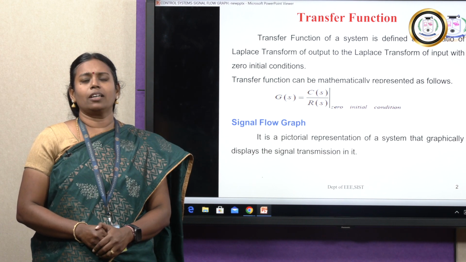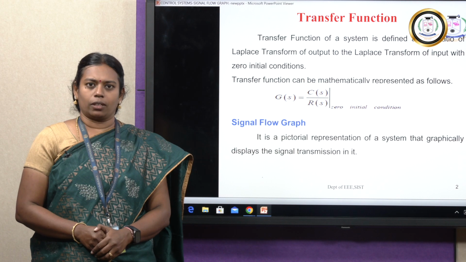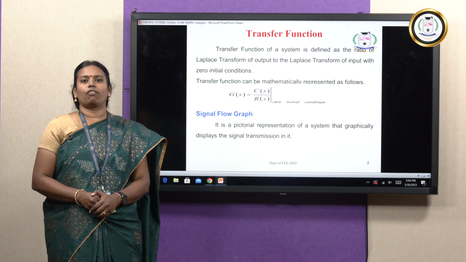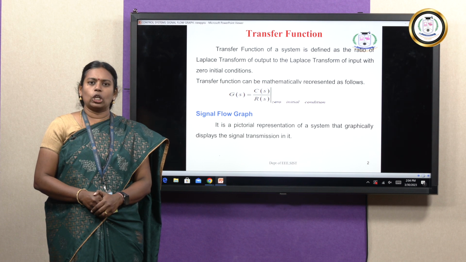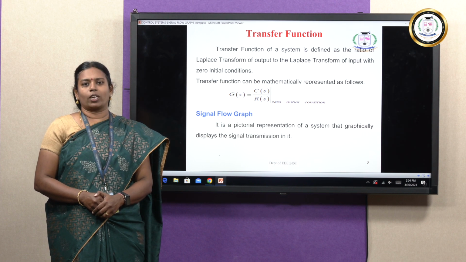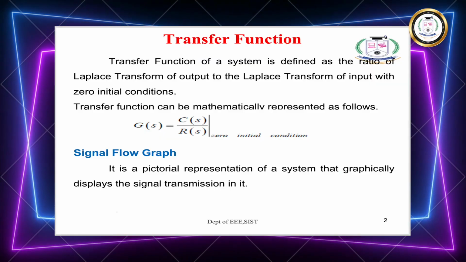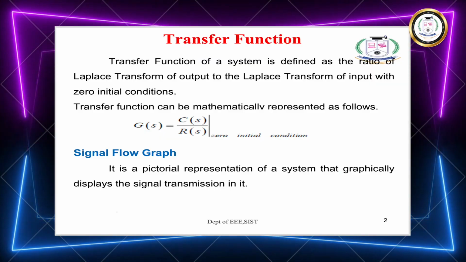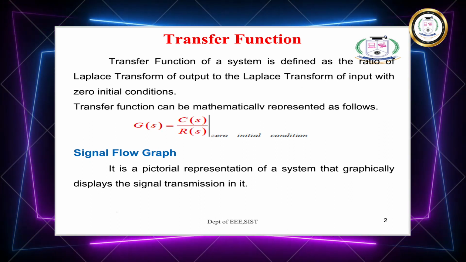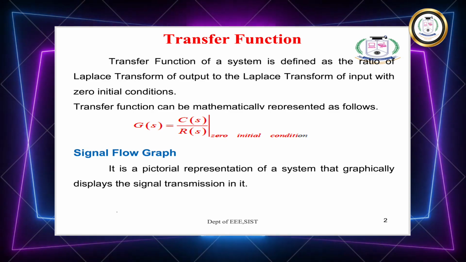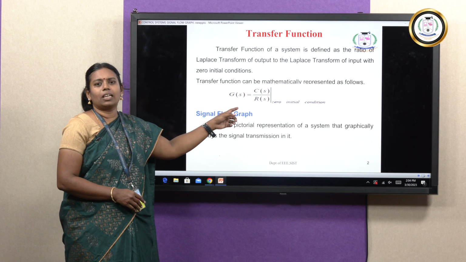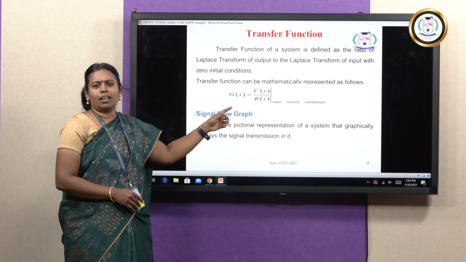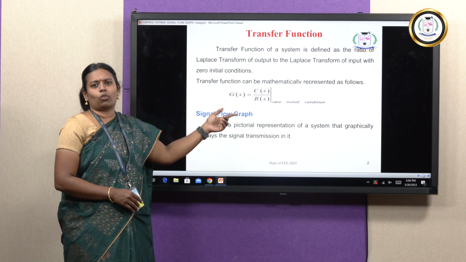Before going to that, we should know what is meant by a transfer function. Transfer function is usually defined as output divided by input. So you have to take the Laplace transform of output divided by Laplace transform of input with zero initial condition. That is the definition for a transfer function. Here the transfer function can be represented as G of s equal to C of s divided by R of s with zero initial condition. C of s is the output and R of s is the input. So output by input for any system is your transfer function.